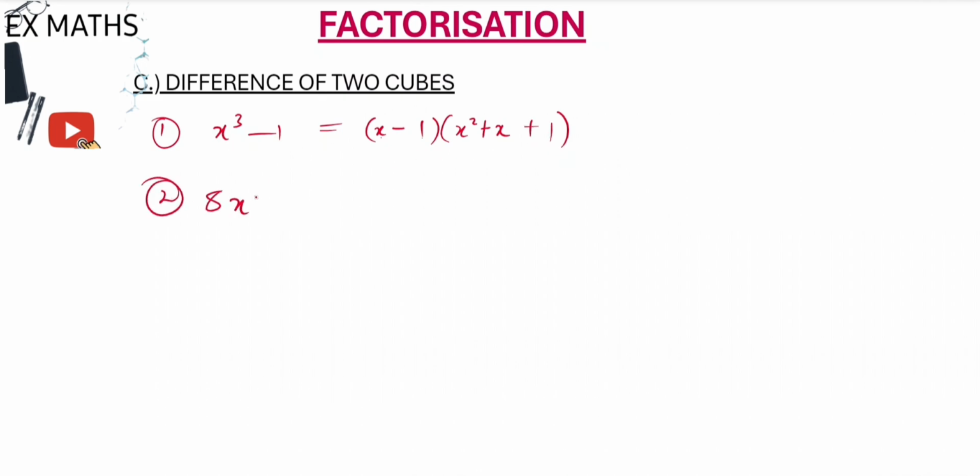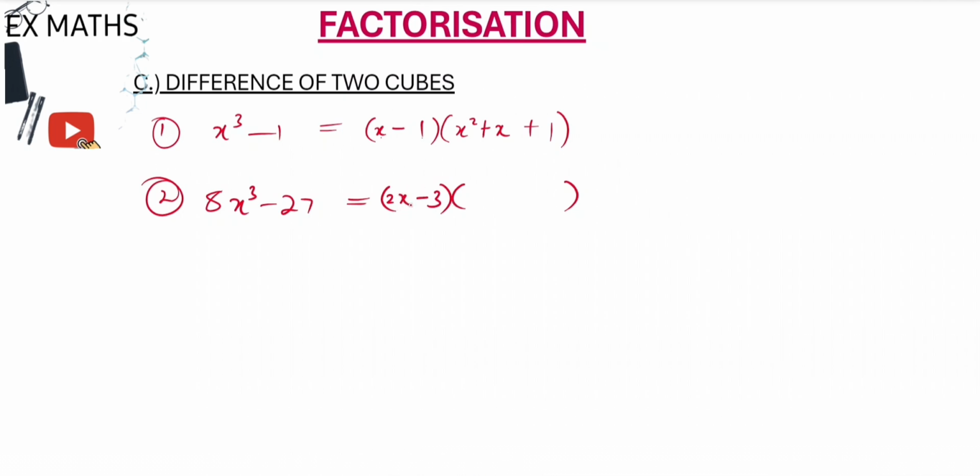Number 2, 8x cubed minus 27. 8 is a cube number, x cubed is a cube number, 27 is a cube number and a different sign. So we open 2 brackets, smaller bracket and a bigger bracket. Then we find cube root of 8, which is 2. Cube root of x cubed is x. Then minus cube root of 27, which is a 3.